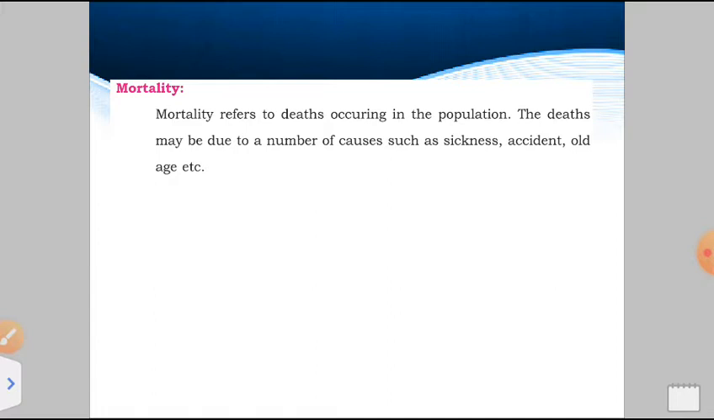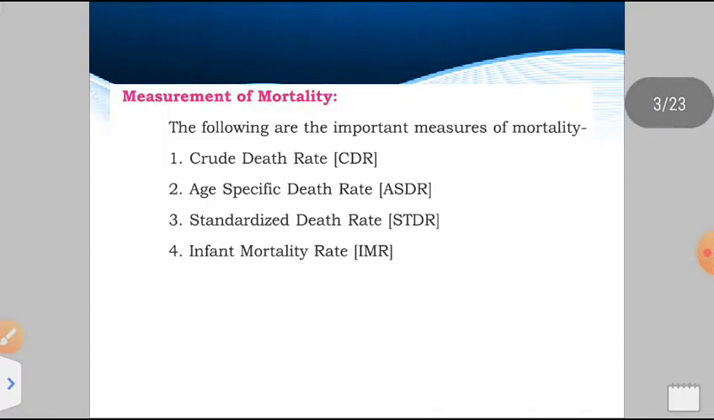of mortality. So as we all know, mortality refers to the deaths occurring in a population, and it may be due to any number of reasons. If we talk about the current situation, due to COVID-19, if we note down the actual population of a particular state and how many deaths are occurring in a particular time, then the ratio of the two gives me the mortality rate.